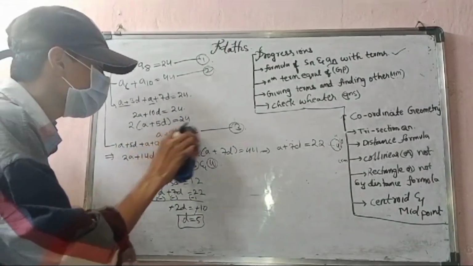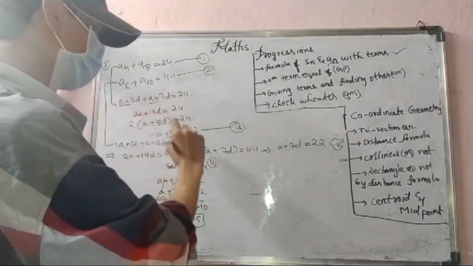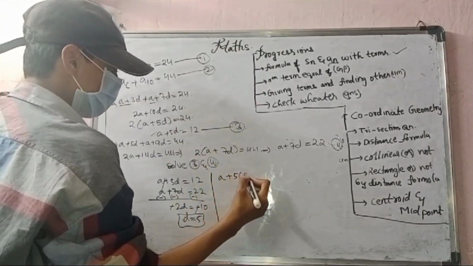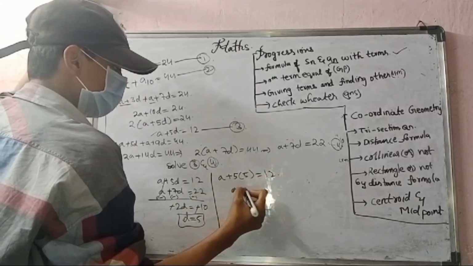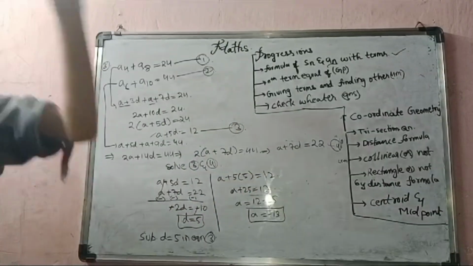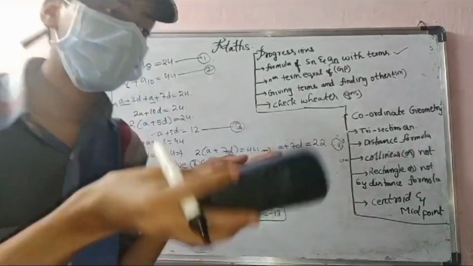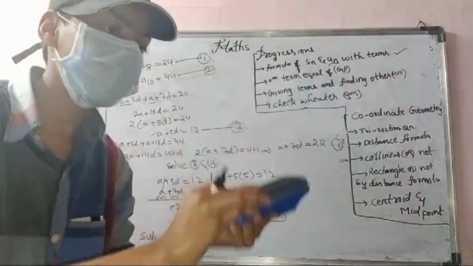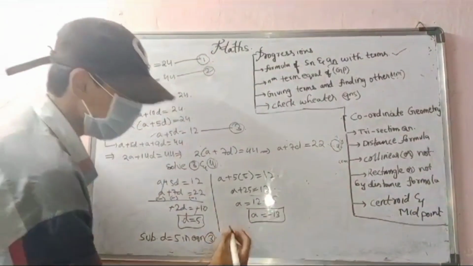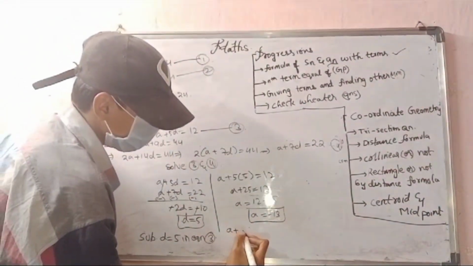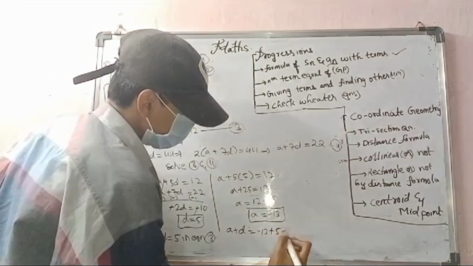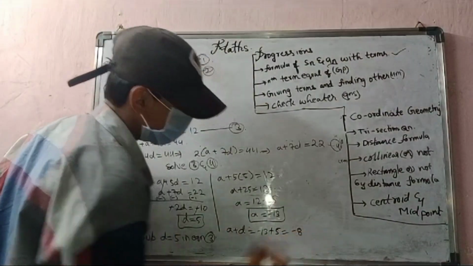Either you substitute in A plus 5D or A plus 7D. So better you take 5D because 5 is somewhat easy. Okay. So A plus 5 into 5 equals 12. A plus 25 equals 12, so A equals minus 13. The first three terms mean A1, A2, A3. We got A. We can find A2, A plus D. We can find A3, A plus 2D. So here A plus D means minus 13 plus 5, which is minus 8.